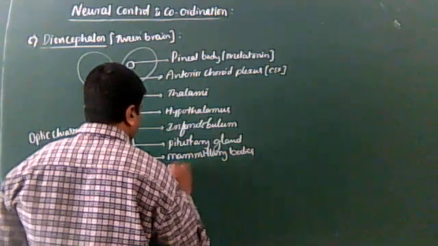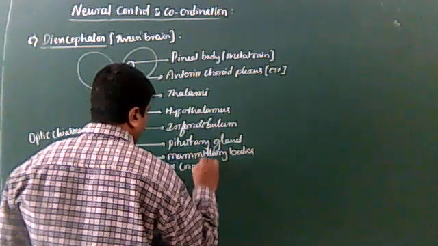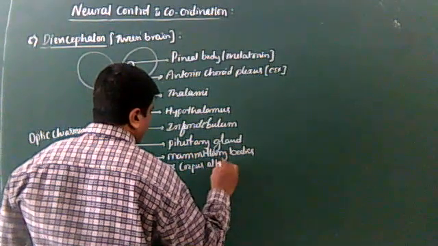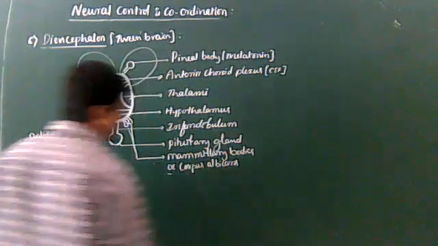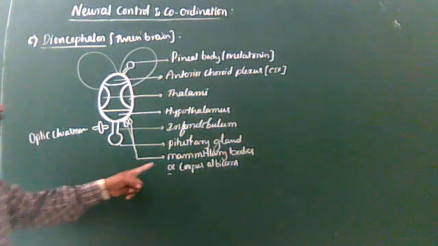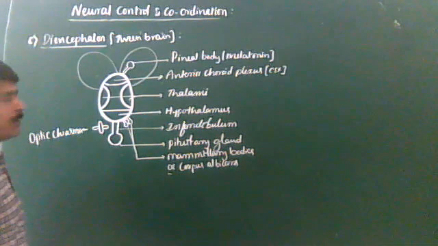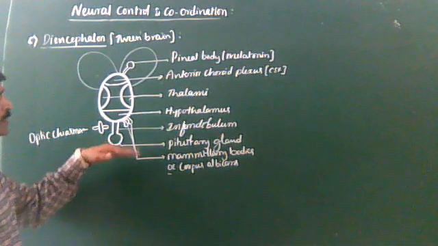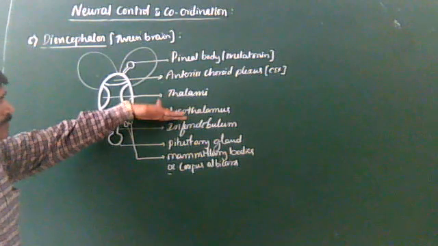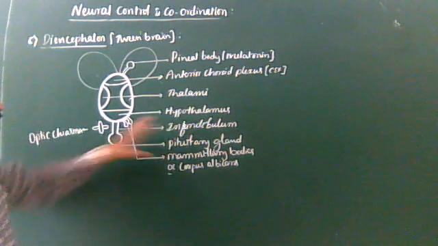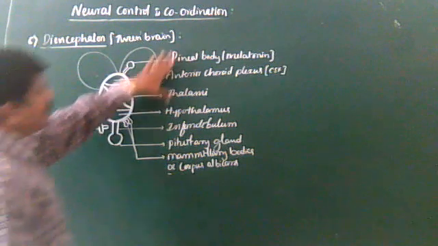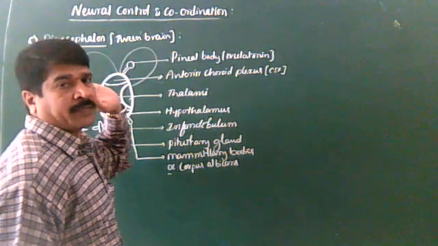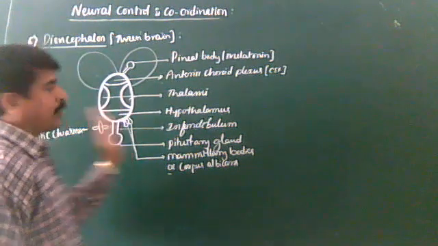Also called corpus albicans. They are mainly concerned with the sense of smell. So these are the structures present on the ventral side of the diencephalon. All these four are present on the dorsal side of the diencephalon. Clear? Look at the board.